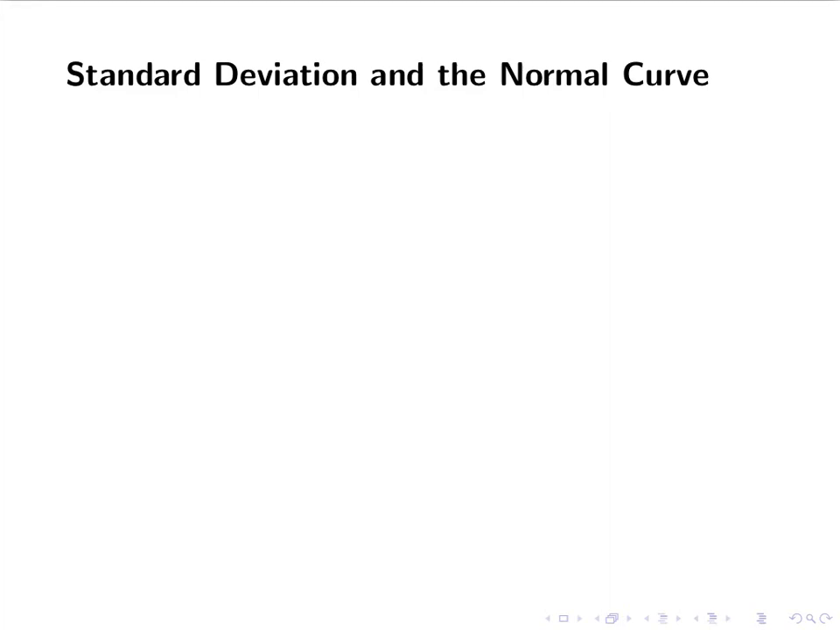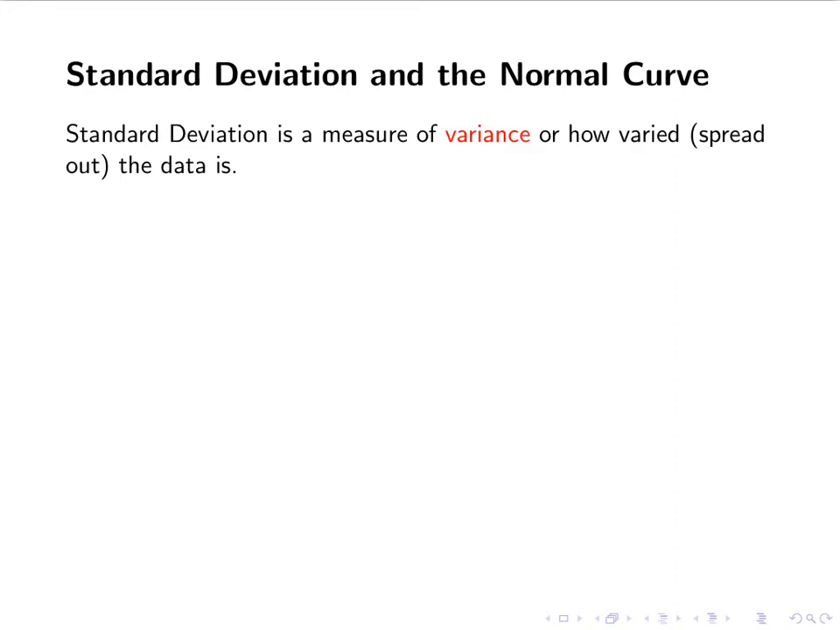Hello everyone, today we're going to look at standard deviation in the normal curve. Standard deviation is a measure of variance, which is how varied or spread out the data is. So if the data is really spread out, the standard deviation is going to be high, and if the data are all close together, then the standard deviation is going to be low or close to zero.